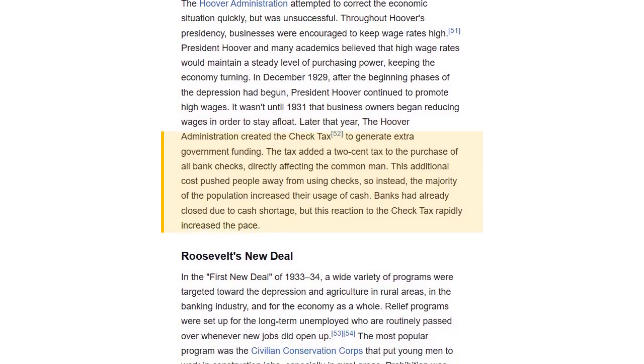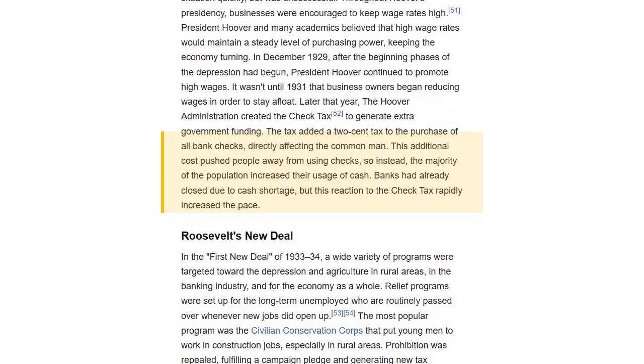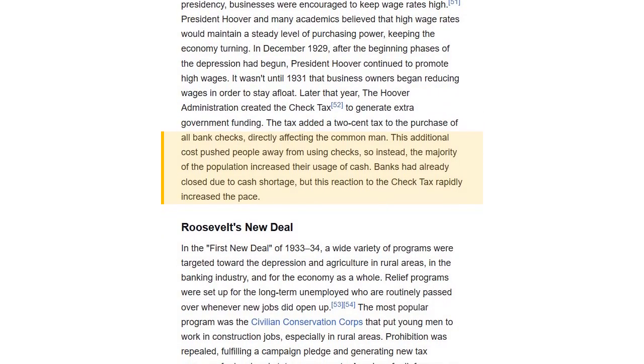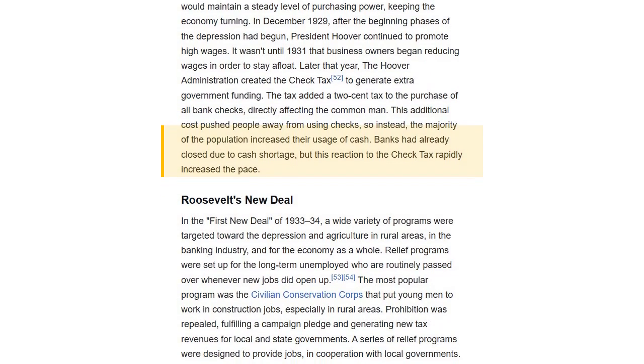This additional cost pushed people away from using checks, so instead, the majority of the population increased their usage of cash. Banks had already closed due to cash shortage, but this reaction to the check tax rapidly increased the pace.